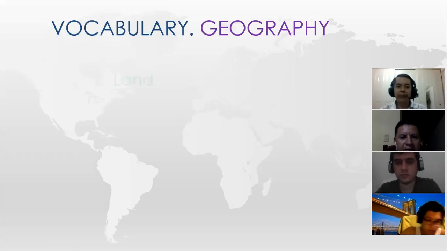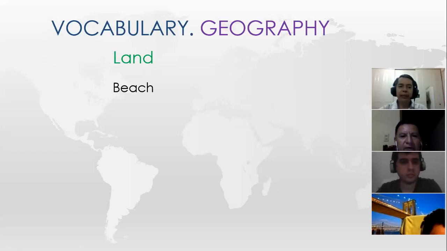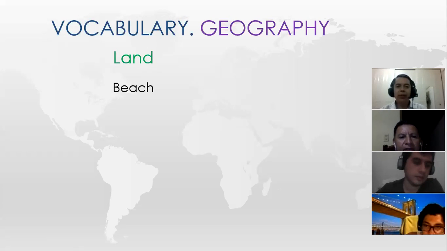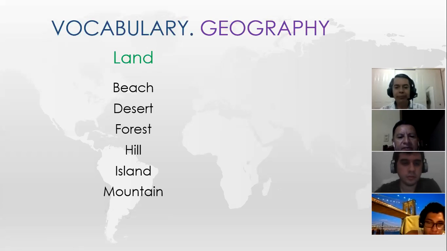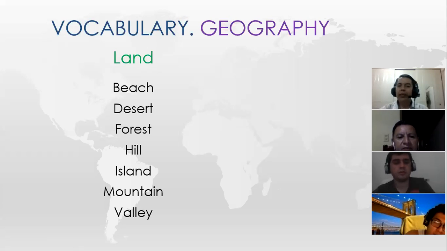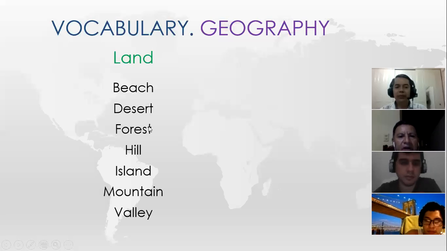So let's start with the vocabulary here. Land. In this case, the words that are related with land. Beach. Desert. Forest. Hill. Island. Mountain. Valley. So these are related with land, right? Tierra. Beach. Desert. Forest. Hill. Island. Listen, it's not Iceland. No, no, no, no. Island. Island, right? Mountain. Valley. Like you say, curtain, mountain, okay?